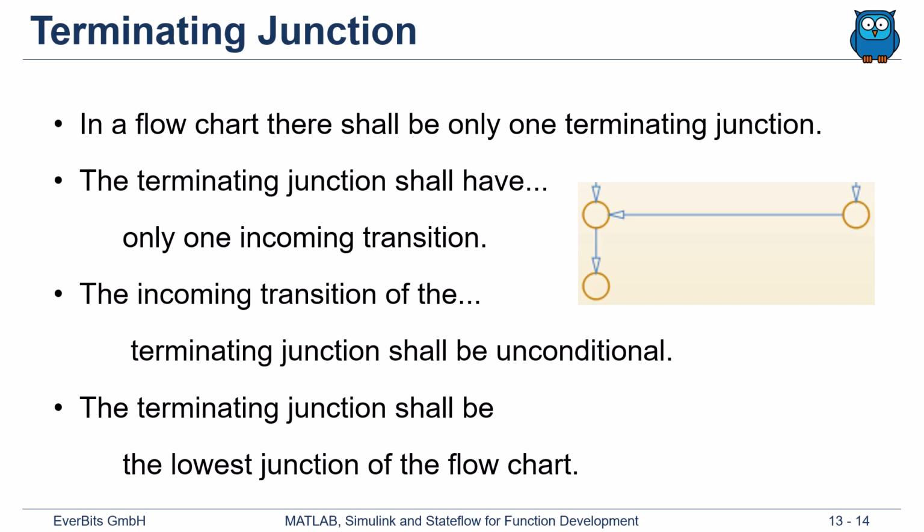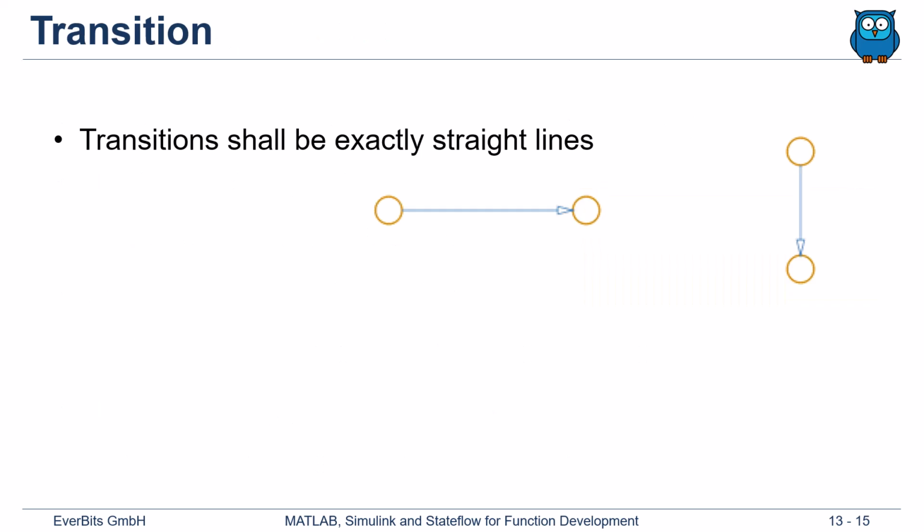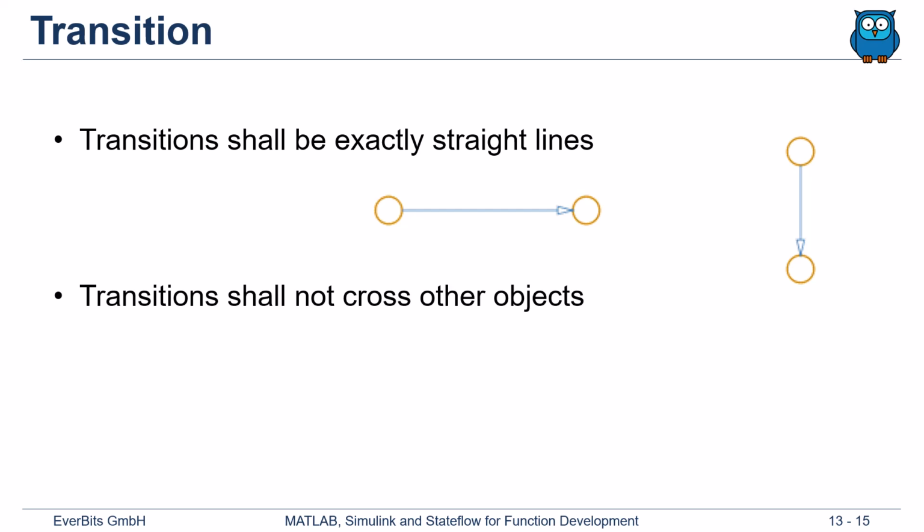So your flow should be from the top to the bottom and from the left to the right. The transitions shall be exactly straight lines, and they shall begin with a junction and they shall end in a junction. The only exception would be the initial condition, which does not have a starting junction. Transitions shall not cross other objects. Of course, there are some very complex state machines in which you need to cross the object, but if something like that happens, there might be a chance that you can simplify that kind of a state chart.